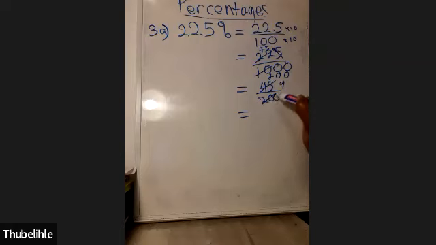So it becomes 45 over 200. Then we can still simplify it using 5 again. 5 into 45, that's 9. And then 5 into 20, that's 4, so it becomes 9 over 40.